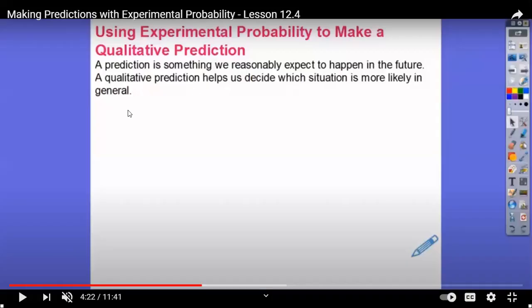Qualitative prediction, then using experimental probability to make a qualitative prediction. And we have qualitative and quantitative. So we want to know what is the difference between both types. We will start with an example and then we will continue. Okay, so here's an example.